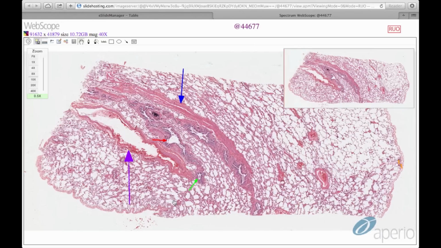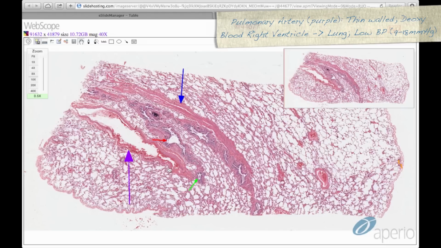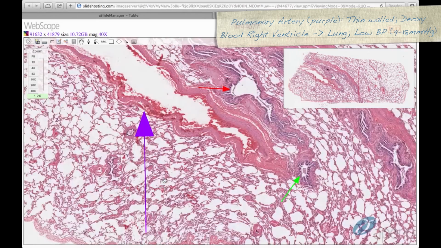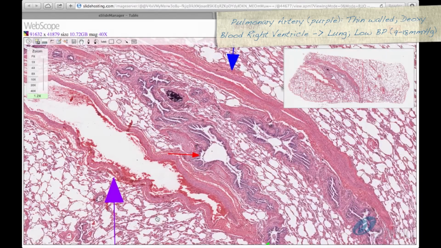As we look at the vasculature of this section of a lung, let's locate the thin-walled elastic pulmonary artery seen here at the purple arrow. This artery carries deoxygenated blood from the right ventricle to the lungs and experiences a low blood pressure ranging from 9 to 18 millimeters mercury.